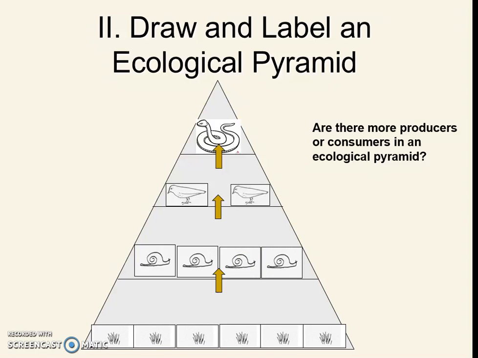So remind me, the grass, what was a name for it? Well, it was a producer or an autotroph. Either word would work. And the snail was the first consumer. What was the bird? Was it the first consumer? No, the bird's the secondary consumer. And then that makes the snake the tertiary consumer.